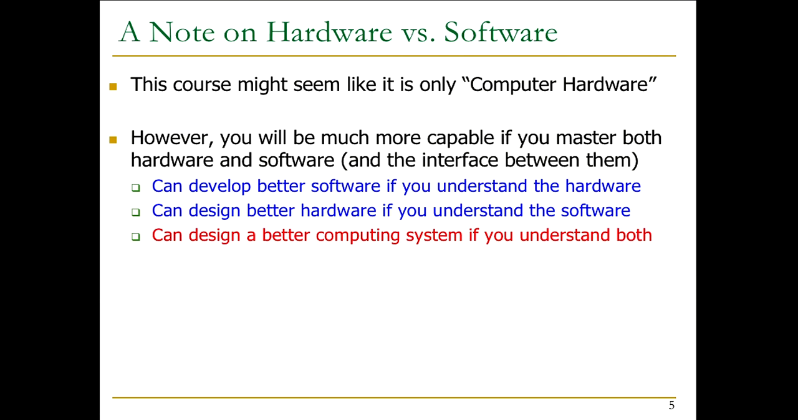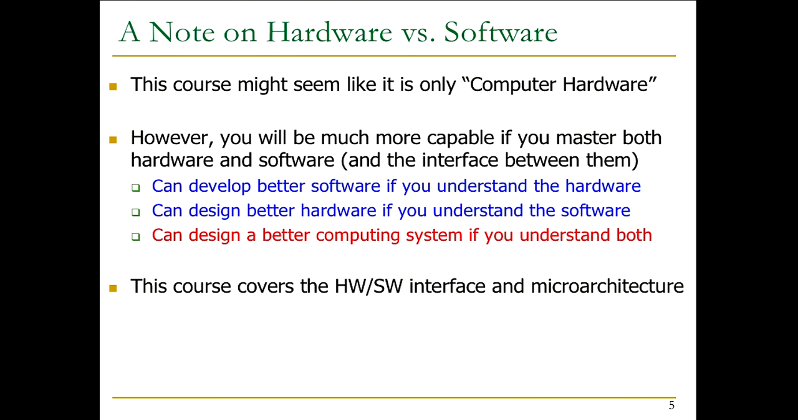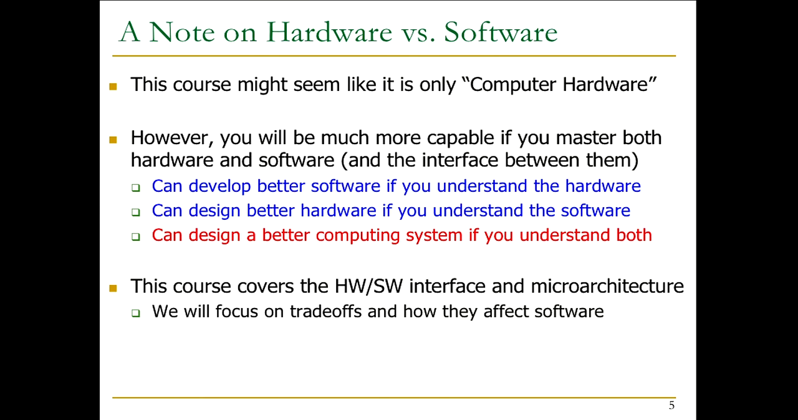Okay, and you can also design a better computing system if you actually understand both. And that's the eventual goal of the course, so that you can understand both and you can design a much better computing platform. In the end, computing is not about hardware or software only. It's really about designing the complete solution to actually solve a problem, right? So this course covers the hardware-software interface and microarchitecture. And we will focus on the trade-offs and how they affect software.